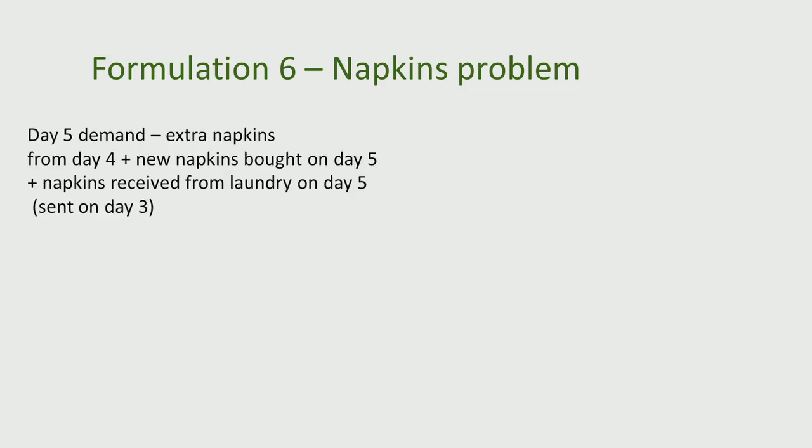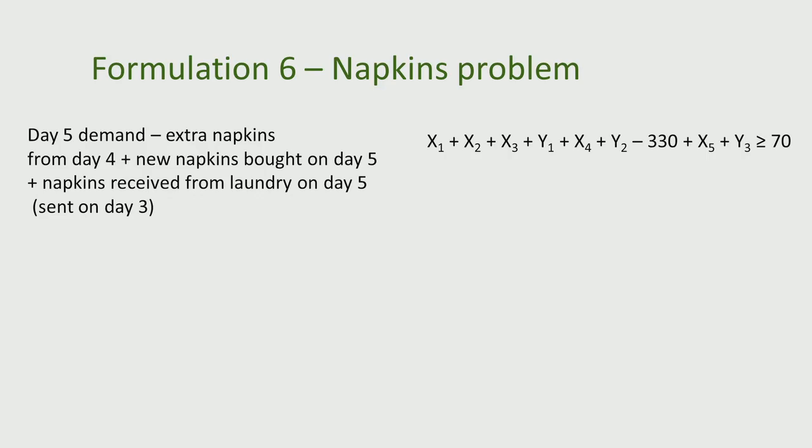We now move to the 5th day. So, again the 5th day will have 3 types of supplies: the excess napkins available at the end of the 4th day, the new napkins bought on the 5th day, and the napkins received from the laundry just before dinner on the 5th day, and these have been sent to the laundry at the end of the 3rd day. So, we write this, the expression becomes longer.